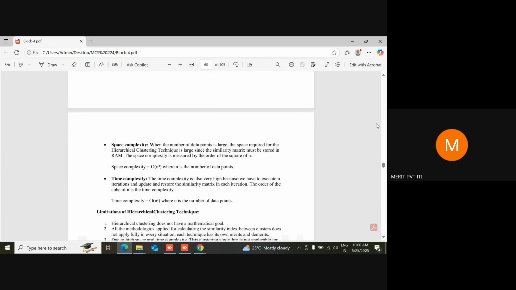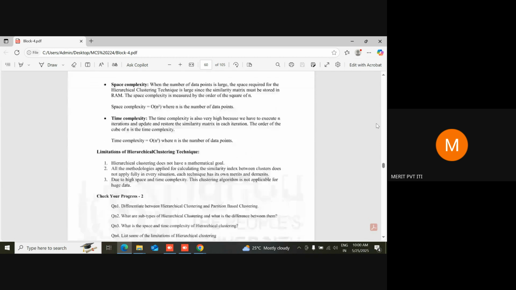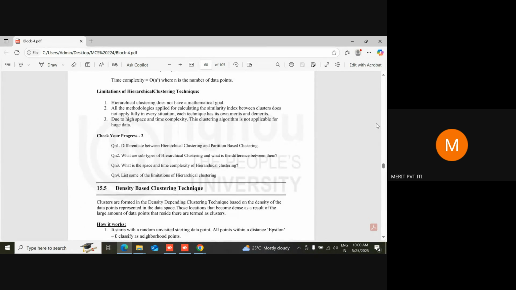Now, time and space complexity. When the number of data points is large, the space required for hierarchical clustering is very large, since the similarity matrix must be stored in RAM. So space complexity is of the order of n squared, where n is the number of data points. Time complexity is of the order of n cubed, where n is the number of data points. So you can see the limitation.